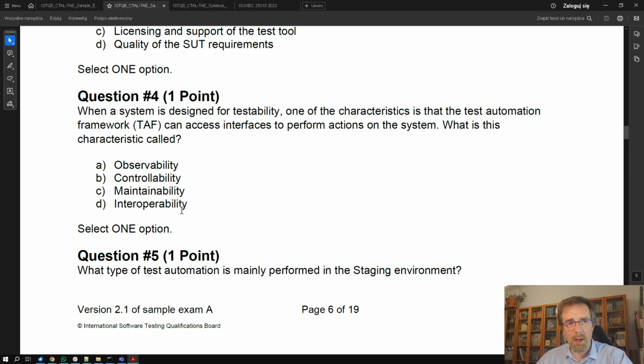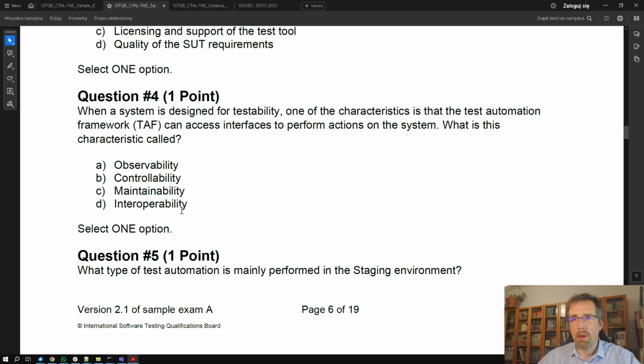For example, if you have a web page with controls on it, you can get data from these controls, for example, whether it's enabled or disabled. This is observability. And controllability means we can put some data or change the state of a system under test or some GUI controls, or we can make requests to the API of the system under test. So observability means we can observe the system under test through test automation, and controllability means we can control the system under test through test automation.